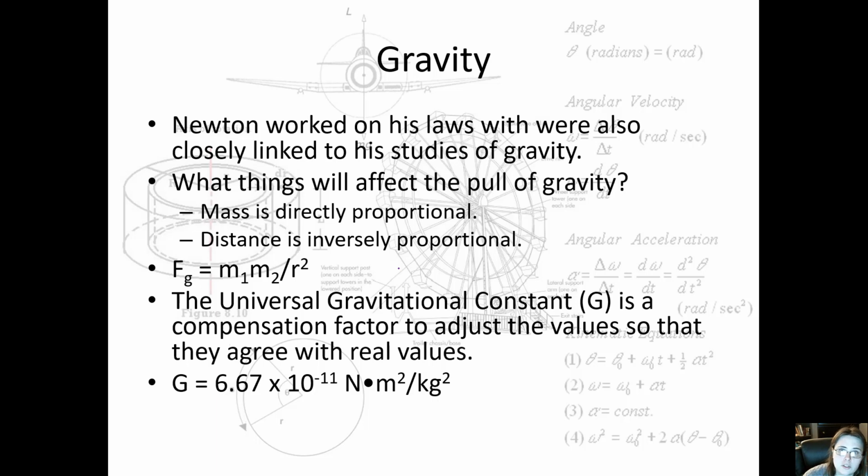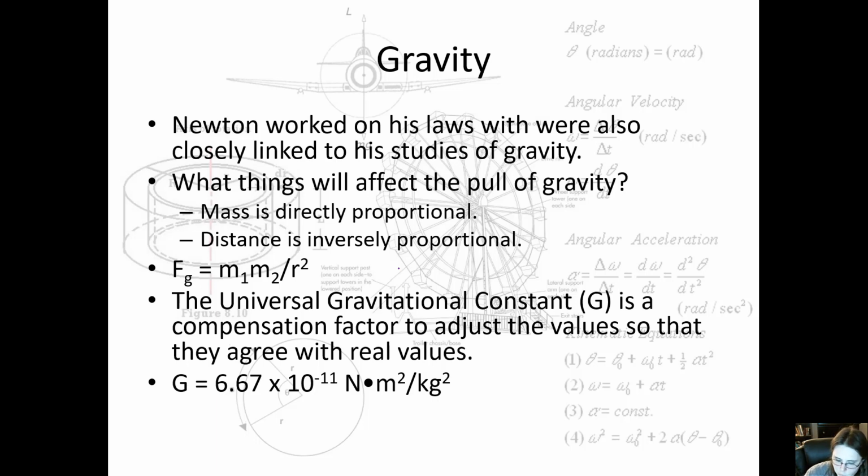Isaac Newton worked on his laws, and he figured out that those laws were very closely linked to what he was studying in terms of gravity. So what he figured out was that there are a few things that affect the pull of gravity, and that includes the mass and the distance. The mass is directly proportional to the strength of gravity. So if there's more mass, then the strength of the force of gravity will go up. And if the distance is increased, then the force due to gravity will decrease.